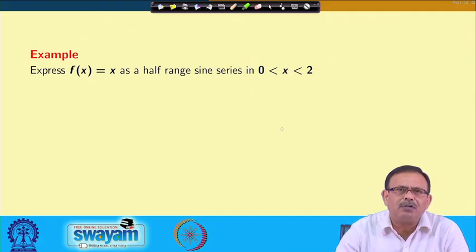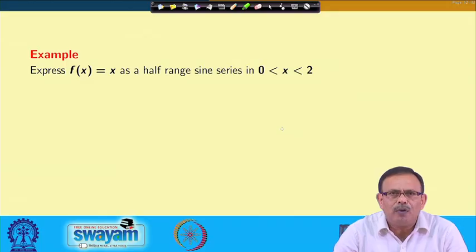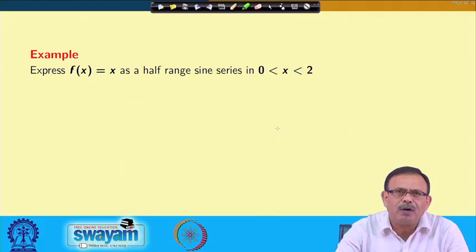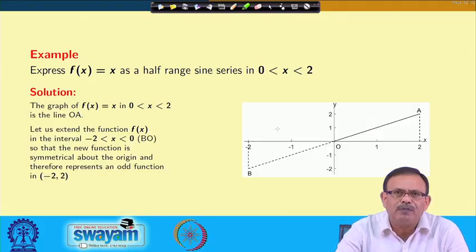We want to find out the half range sine series for the function f x equals x when x lies between 0 to 2. For the same function, afterwards we will see what the half range cosine series is, and we will try to find that out.